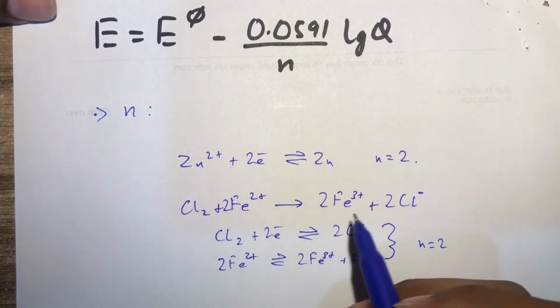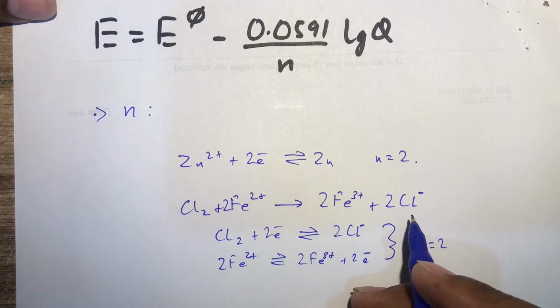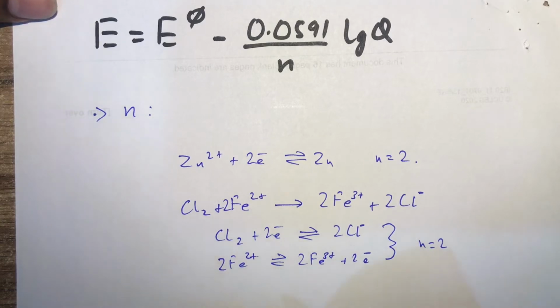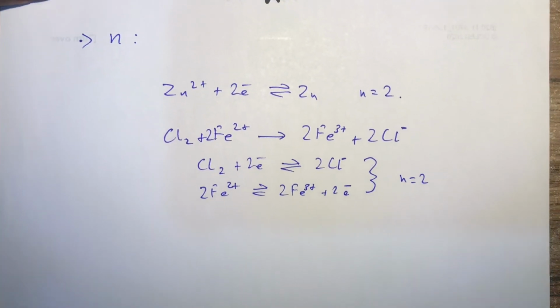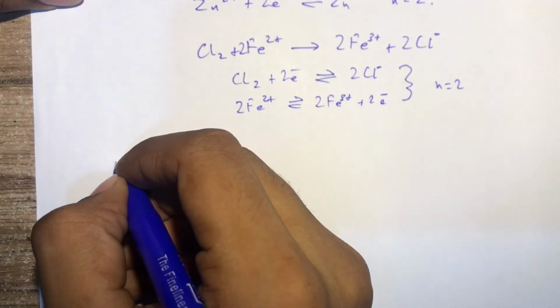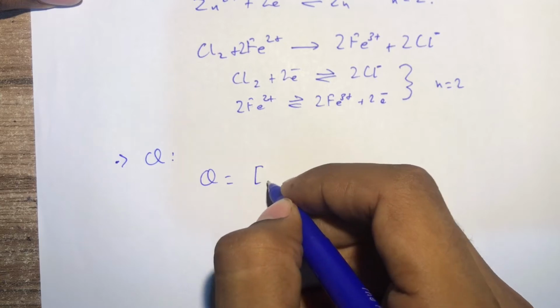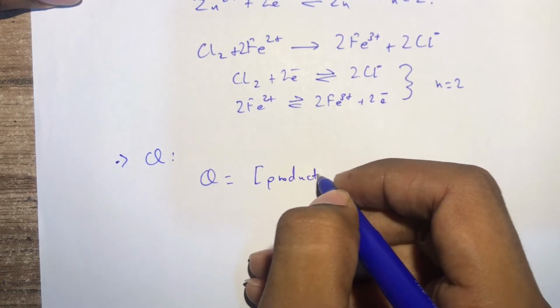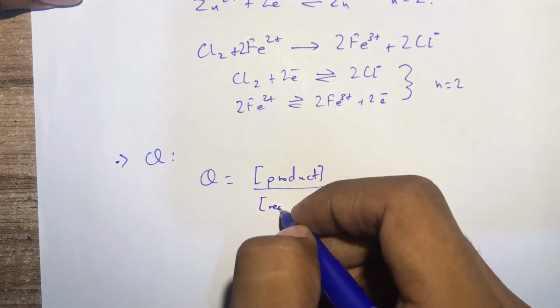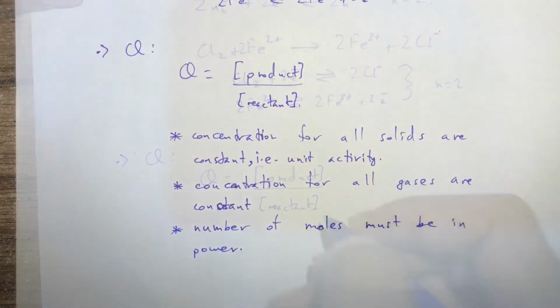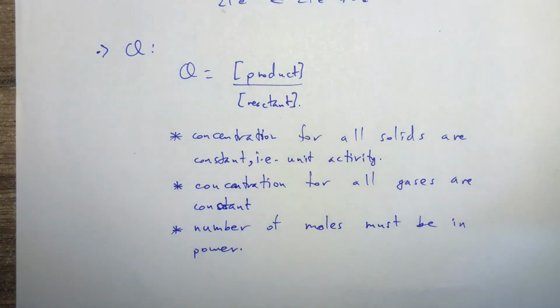You could even directly see that chloride ions are gaining 2 electrons, so that's why n will be 2. This is the safer option. Now the second thing is the value of Q. Q is equal to the concentration of the product upon the concentration of the reactant. These are the points to note: concentration for all solids is constant, concentration for all gases is constant, so we don't mention these in the calculation for Q, and the number of moles are in the power.